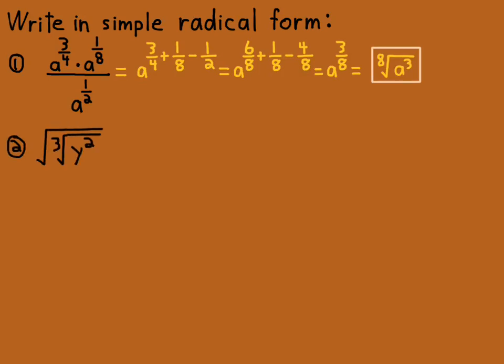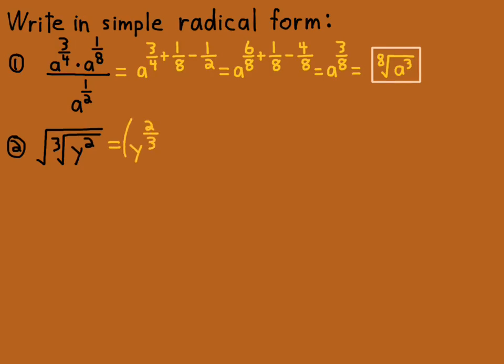This one, same thing. They want the answer in simple radical form. Always, when you do this, anything from this section, go back and check the instructions, always. Be very paranoid about getting the wrong form, because you don't want to get it right, but write it in the wrong form. So this is the square root of the cube root of y squared.